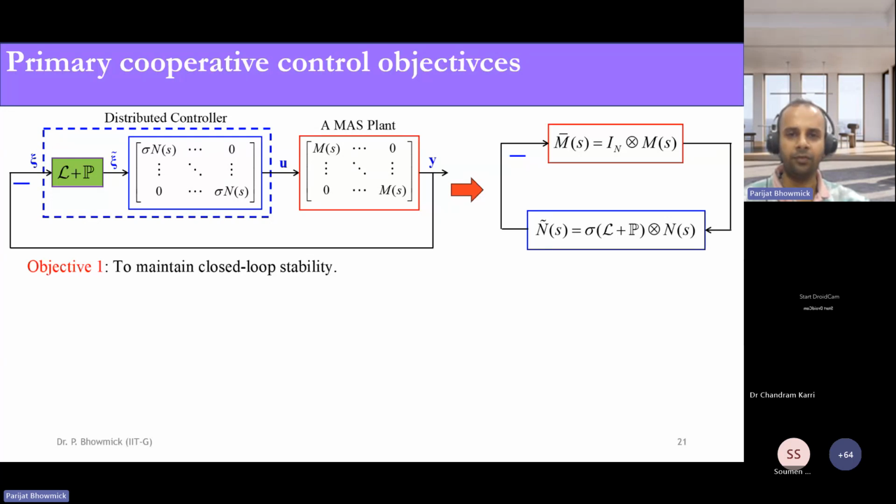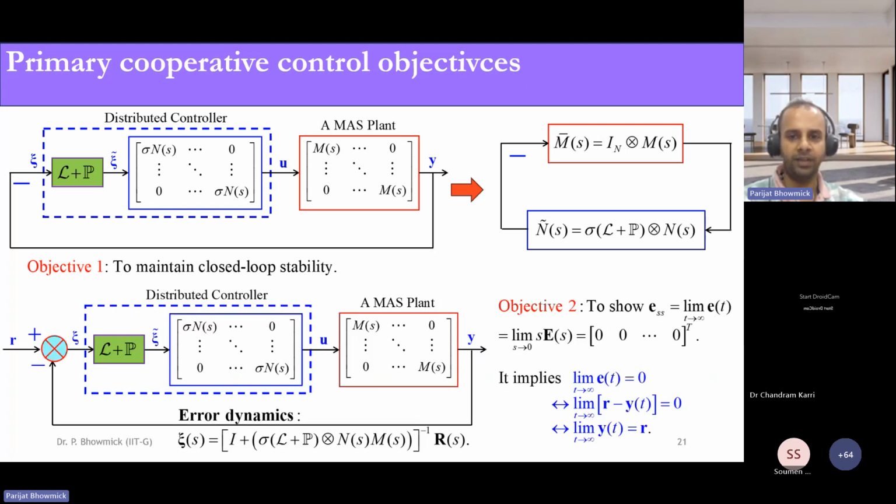One is M bar of S, which is the combination of multiple plants, and another one is the distributed control scheme, which I have denoted by N tilde of S, which is nothing but sigma into L plus P Kronecker N of S. Please don't be afraid of the Kronecker symbol. Everything we are dealing with here is just a mathematical representation. Ultimately, you have one large plant block and one large controller block. And as far as the stability question is concerned, you have to check whether the negative feedback interconnection of these two blocks is asymptotically stable or not.